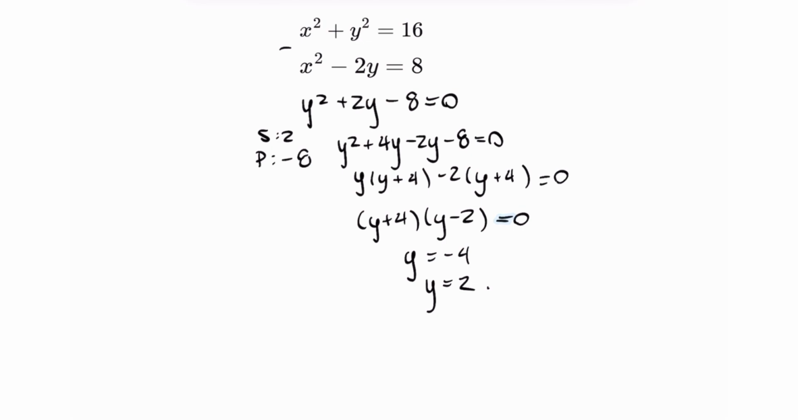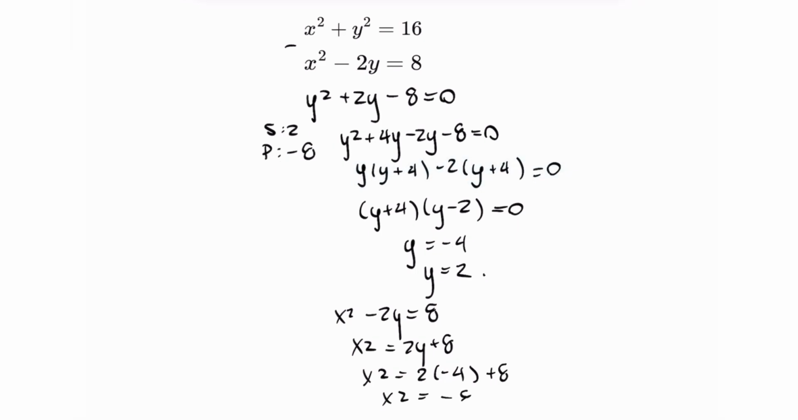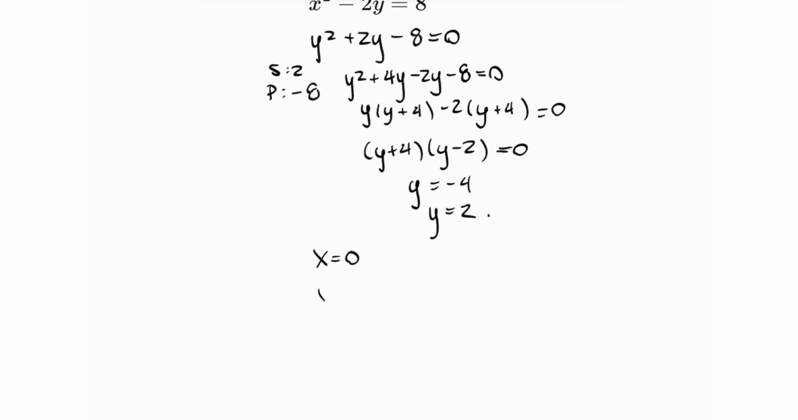So again, we're going to have to plug these values into the simplest of the two equations, which is going to be the second, to obtain our corresponding x values. So taking the second equation and isolating x squared, we get 2y plus 8, and plugging in this negative 4, we get negative 8 plus 8, which gives us 0. So that's going to be, x squared is equal to 0, so x is therefore 0.